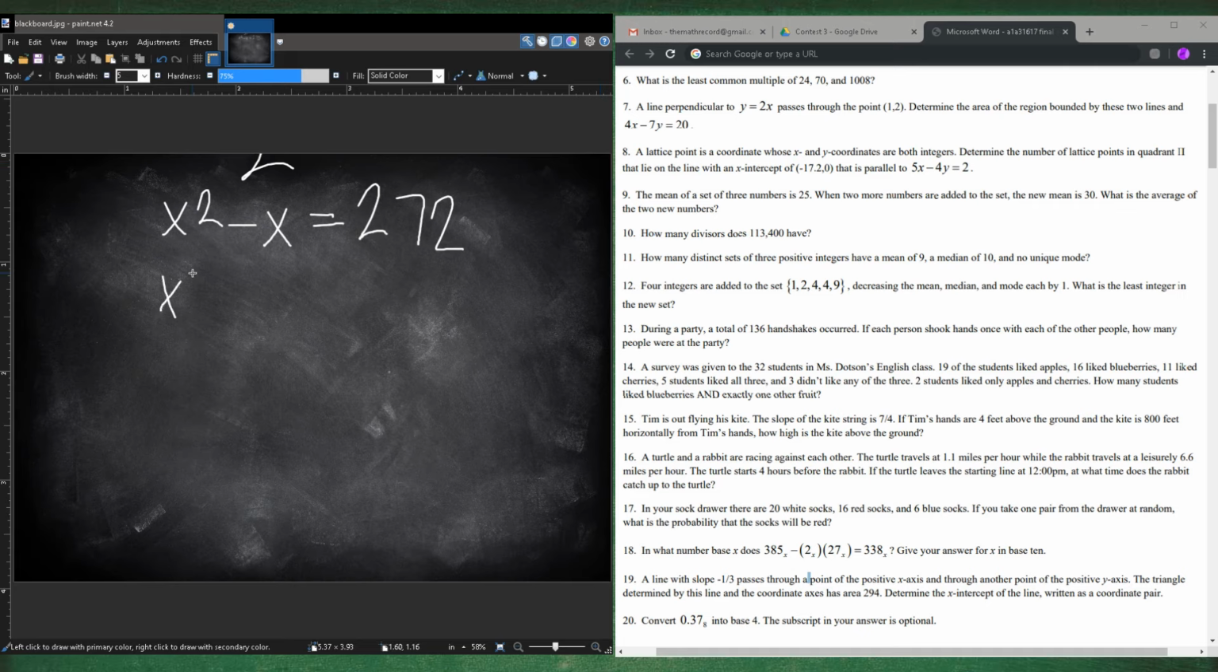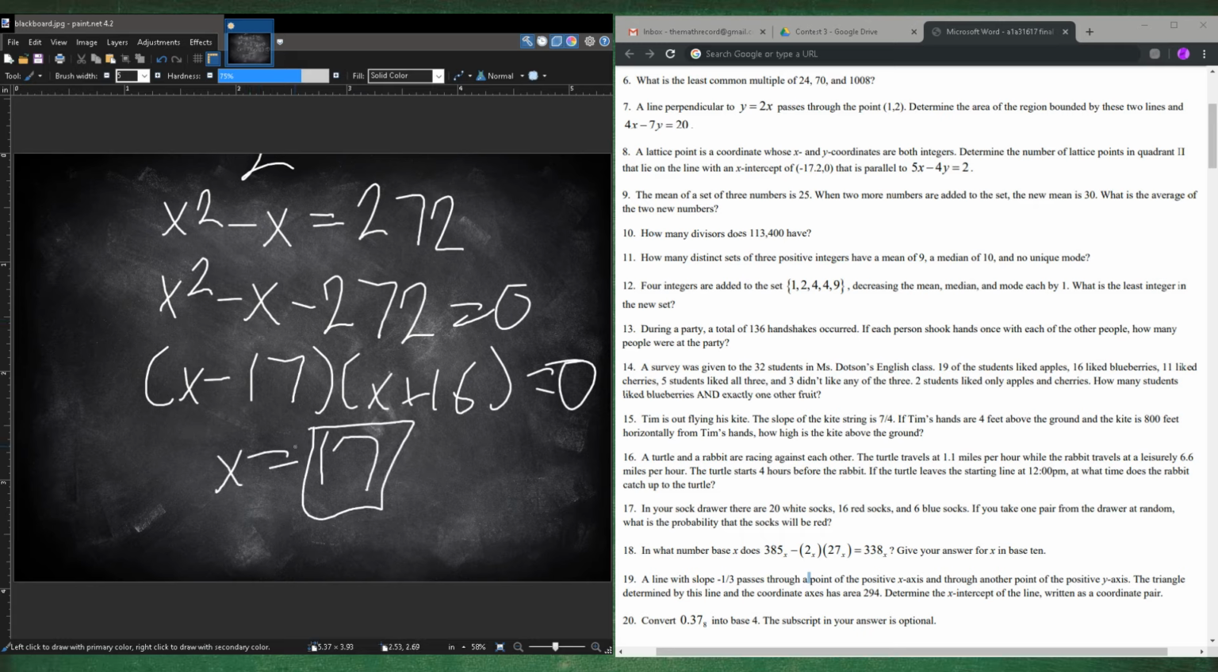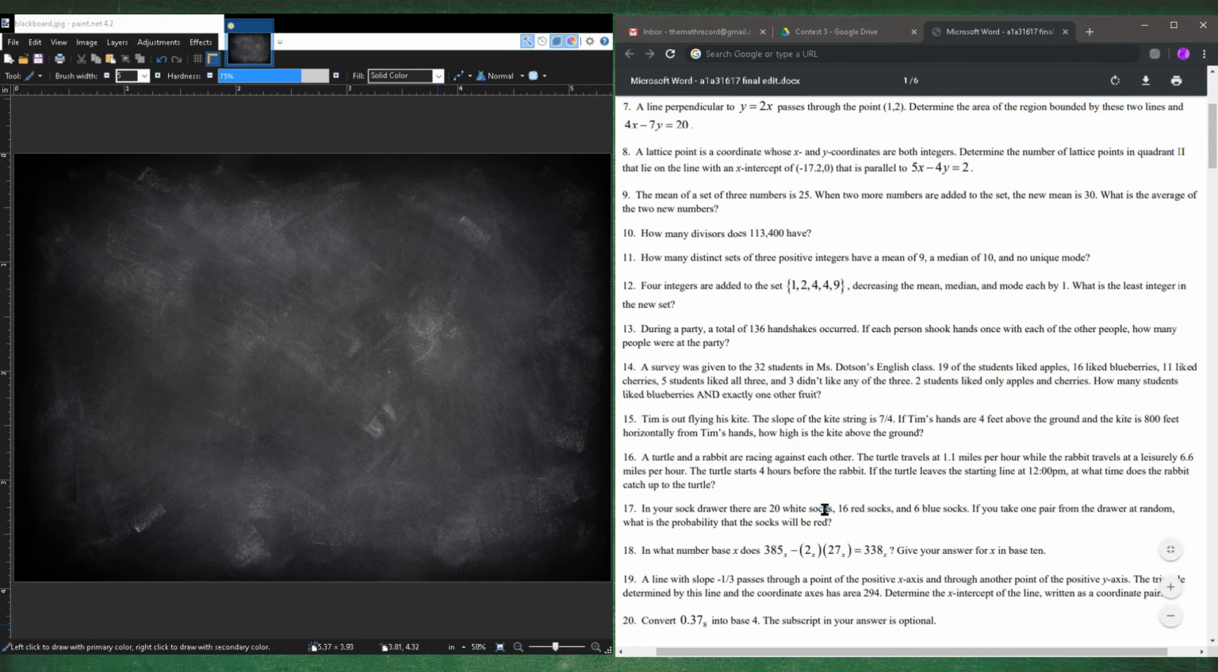So you have x squared minus x minus 272 is equal to 0. 272 could be factored into 16 and 17. So x minus 17, x plus 16. You basically just use your calculator for this. So x will equal 17 because x has to be positive, because you can't have negative people. So that's question 13. Question 14.